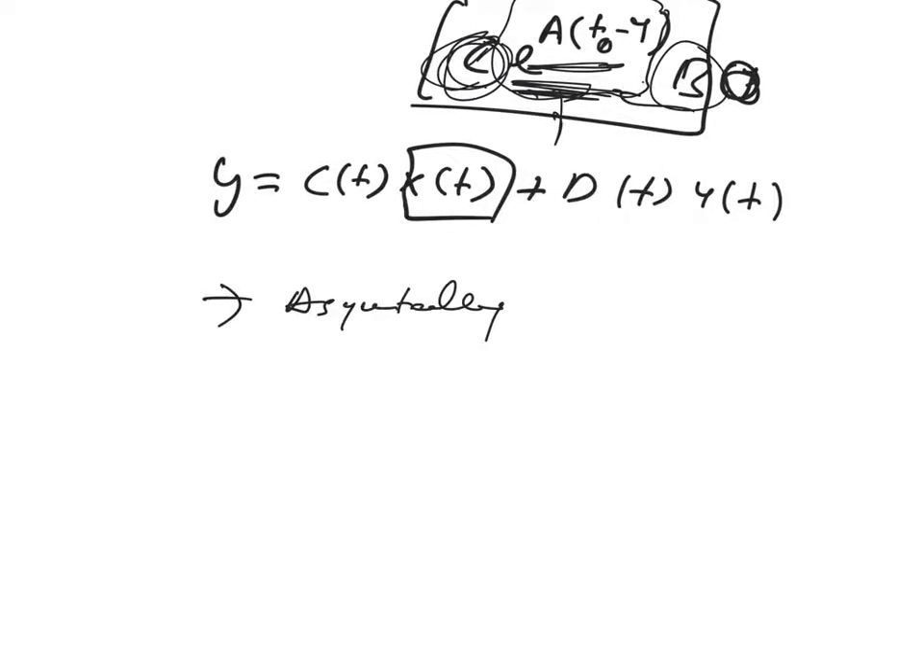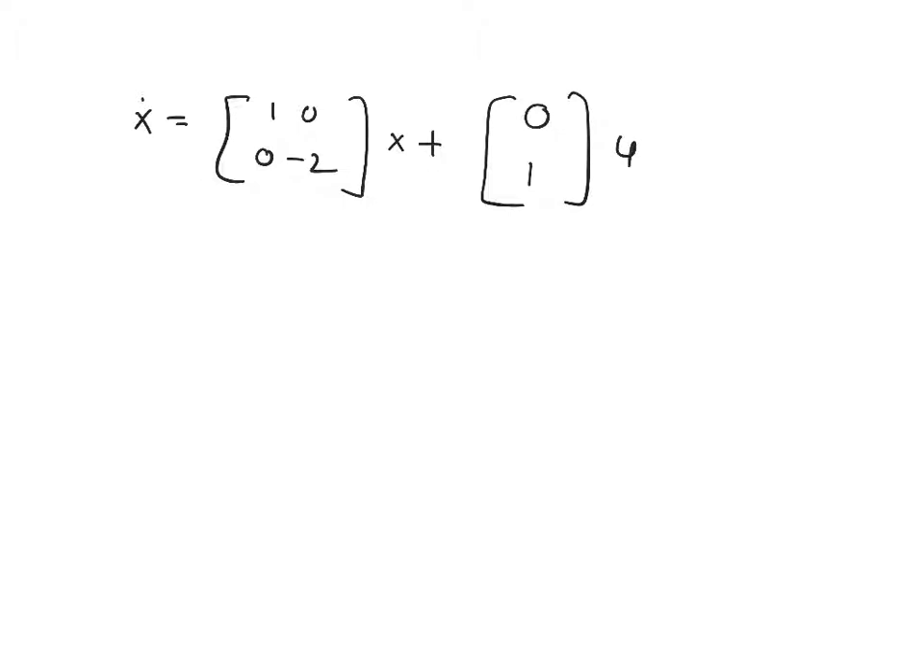Okay, so let's take an example now so that things are clear. Let's say x dot equals [1 0; 0 -2] x plus [0; 1] u, and y equals [1 1] x. So it's our x dot equals Ax plus Bu, and y equals Cx, and your D is 0.